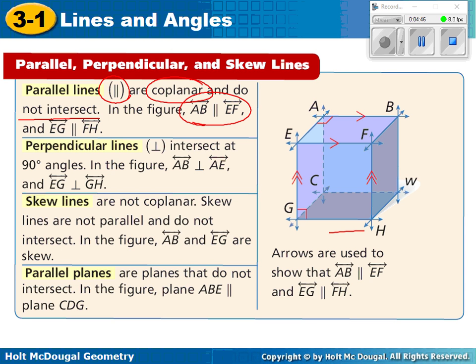Okay, perpendicular. This is your symbol for perpendicular. They'll use that a lot. You can use it anytime you're using the word perpendicular.